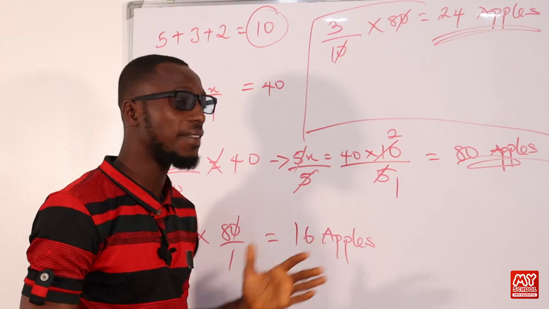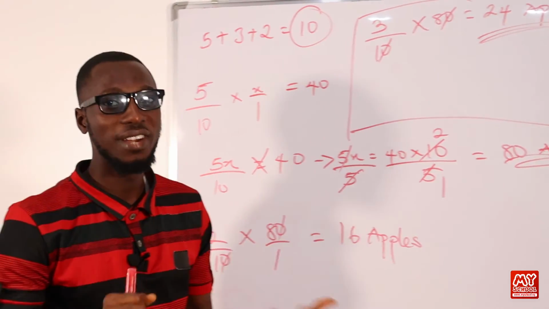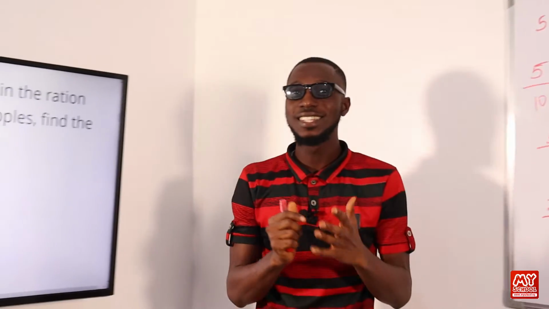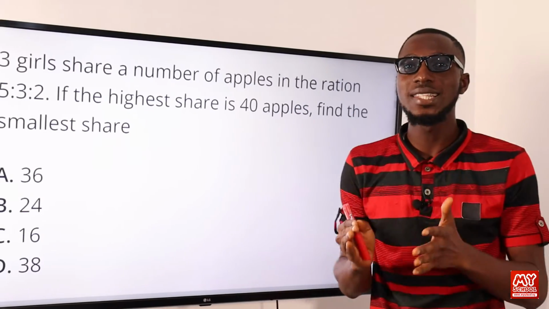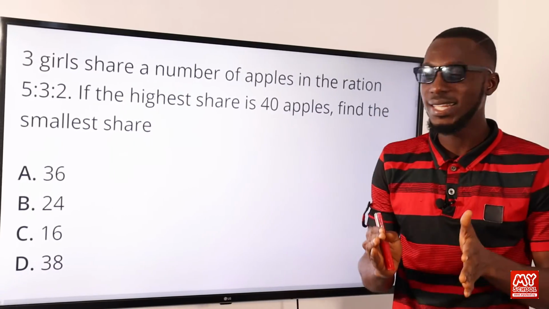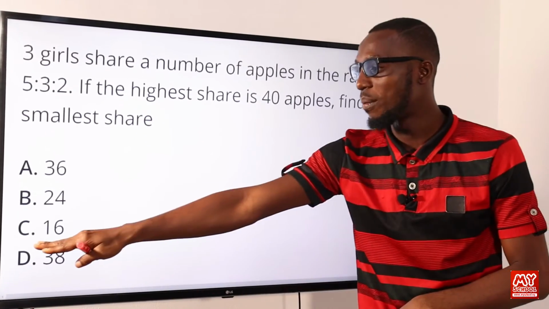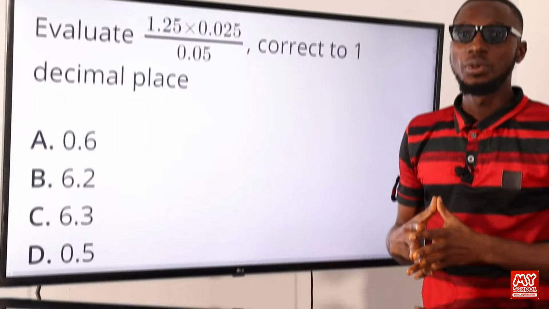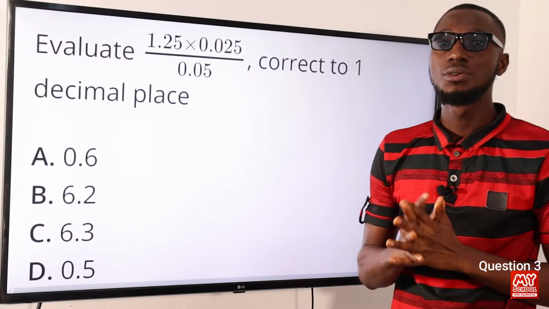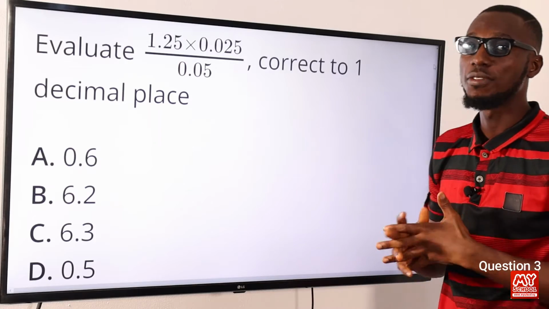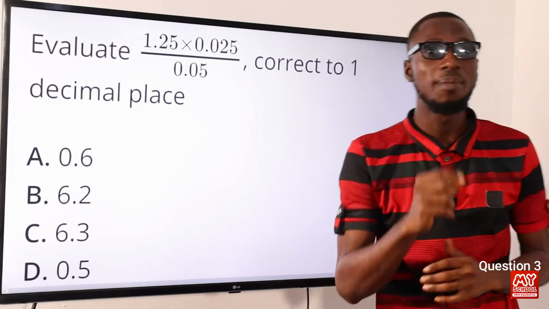So let's see if we can find 16 in the options provided. We can see that this question is very easy to tackle. All you need to do is practice, practice, and practice. So where do we find 16? Option C. Question 3. Evaluate 1.25 times 0.025 over 0.05, bringing your answer to one decimal place.